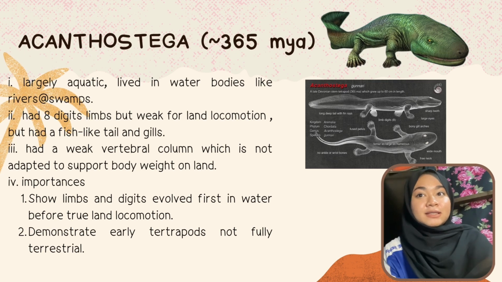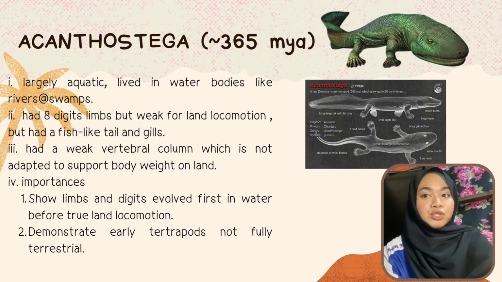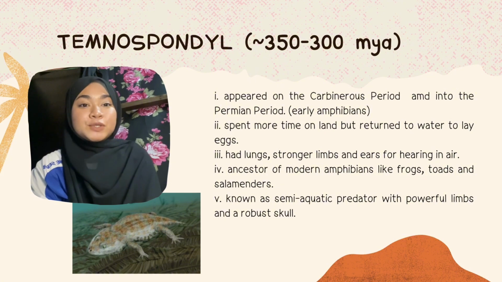The second is Acanthostega. Acanthostega appeared 365 million years ago, and it was largely aquatic, living in water bodies like rivers or swamps. It had eight-digit limbs but they were weak for land locomotion, and it had a fish-like tail and gills. It also had a weak vertebral column, not adapted to support body weight on land. The importance is that it shows limbs and digits evolved first in water before true land locomotion, and second, it demonstrates that early tetrapods were not fully terrestrial.